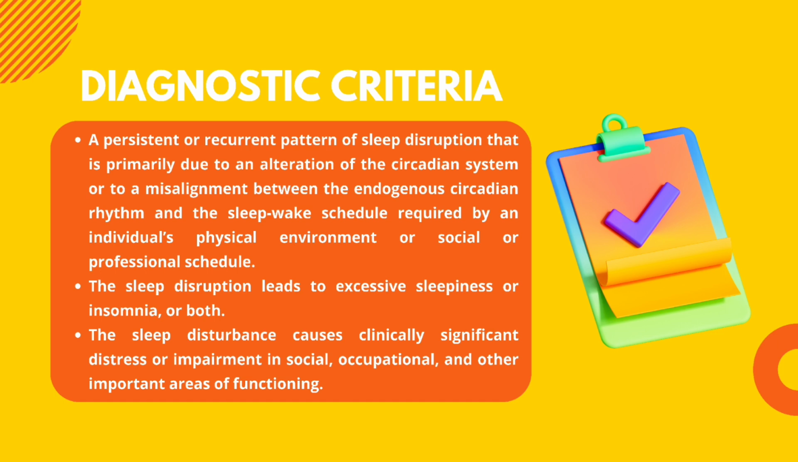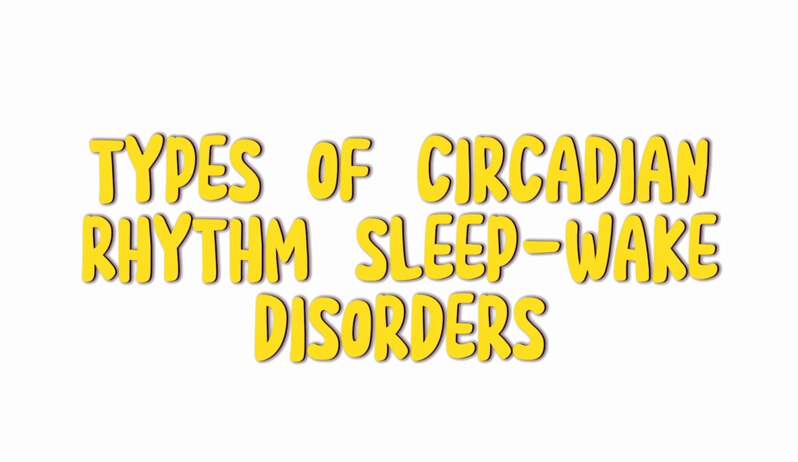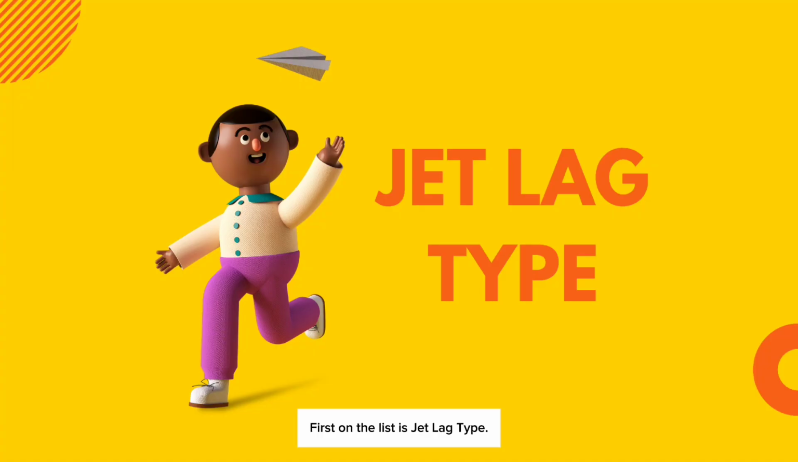The sleep disruption leads to excessive sleepiness or insomnia or both. The sleep disturbance causes clinically significant distress or impairment in social, occupational, and other important areas of functioning. There are some types of circadian rhythm sleep-wake disorders. First on the list is jet lag type.